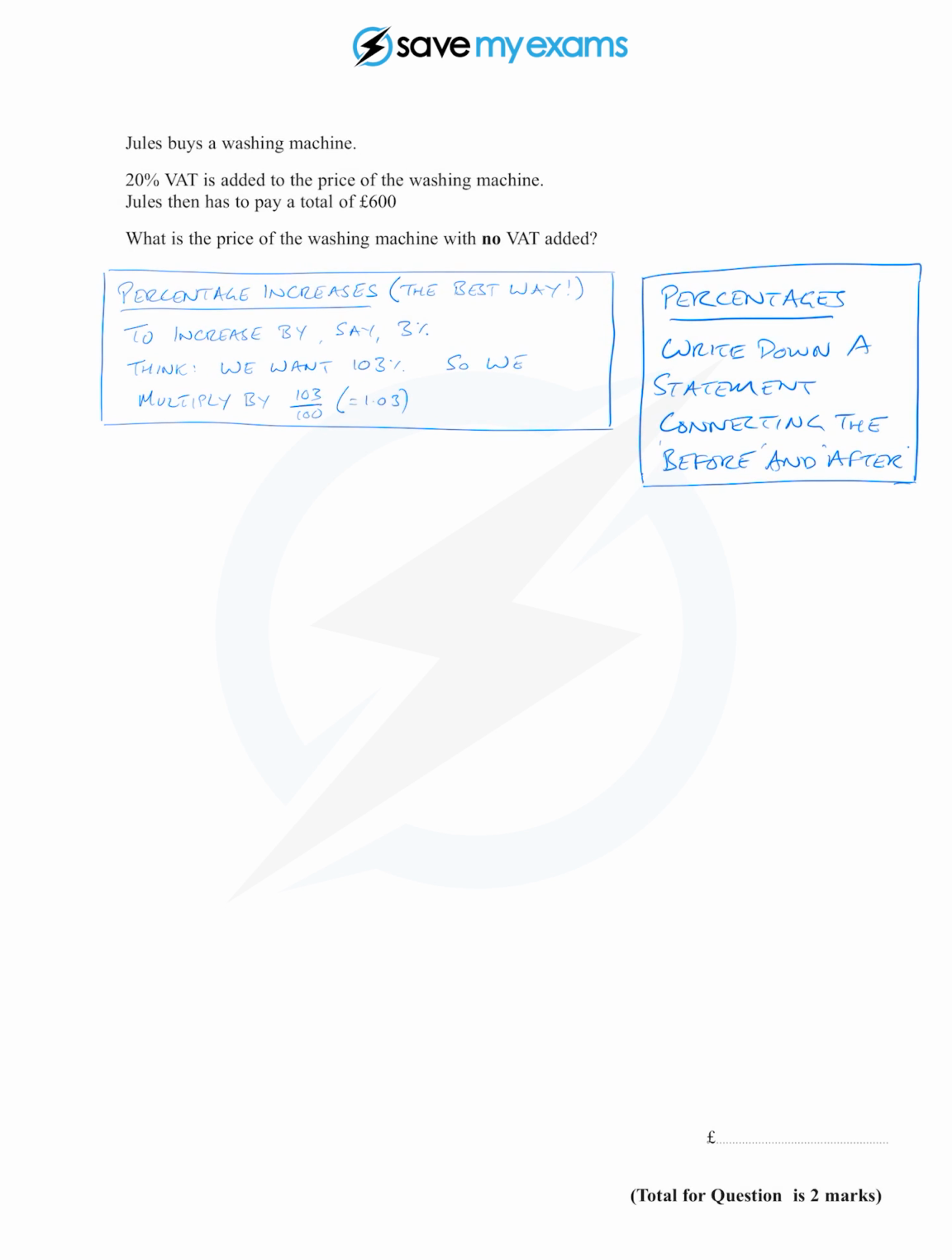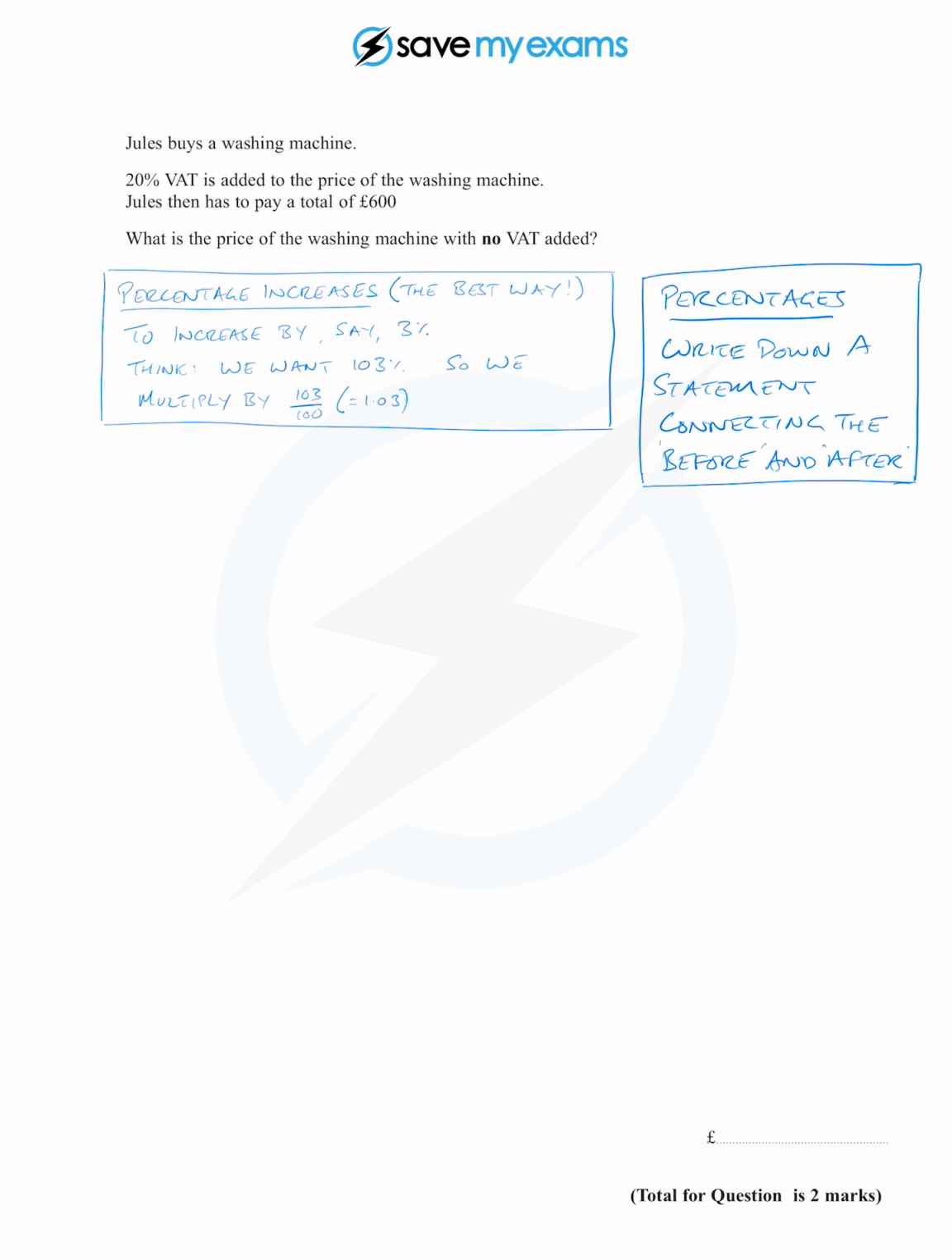So Jules buys a washing machine, and 20% is added to the price of the washing machine, and Jules then has to pay a total of £600. So that's the price after the VAT has been added. And we're asked, what's the price of the washing machine before the VAT has been added?